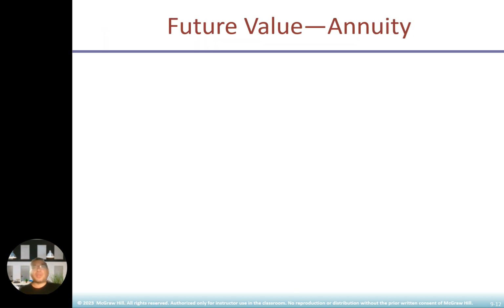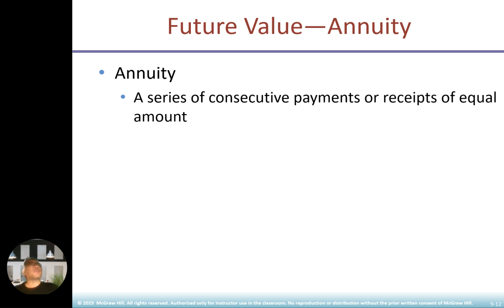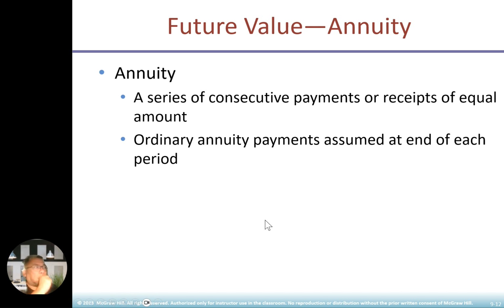For the future value of an annuity, what is an annuity? An annuity is a series of consecutive payments or receipts of equal amount. It's an ordinary annuity if payment is assumed at the end of each period.